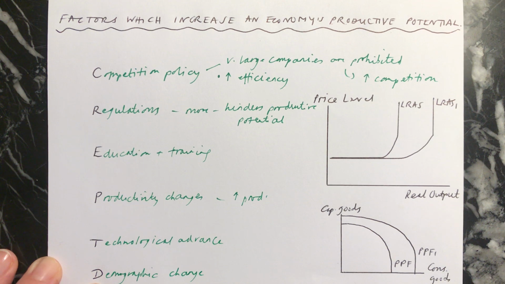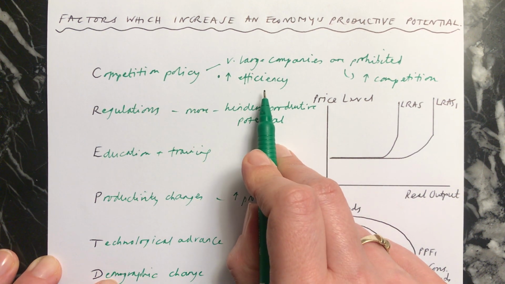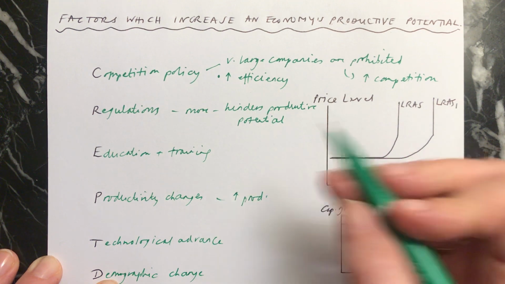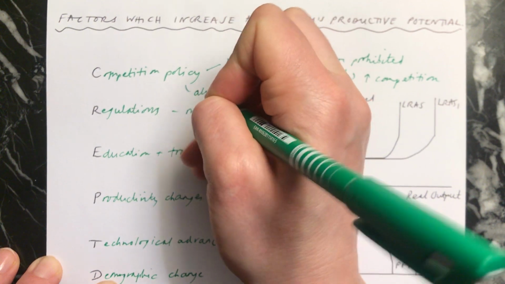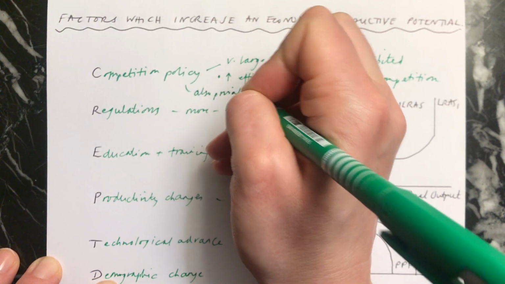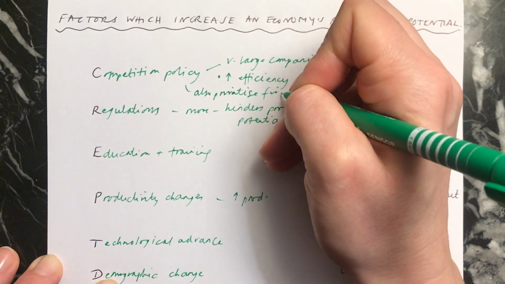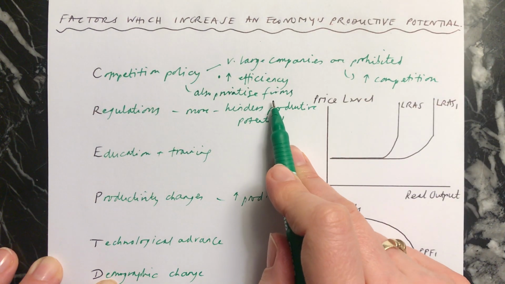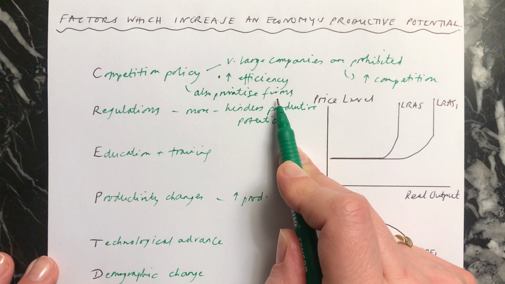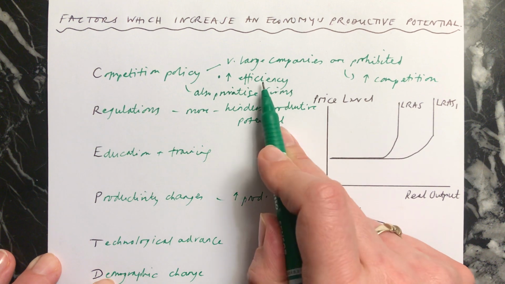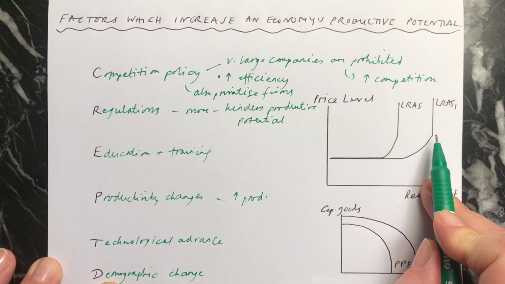The last point to make is that this point at the beginning about increasing efficiency, there's also the argument that if you privatise firms, then by privatising them, they are no longer owned by the state and they're now owned by private companies who will have the profit motive. They will be more efficient and this will theoretically increase your productive potential to here.